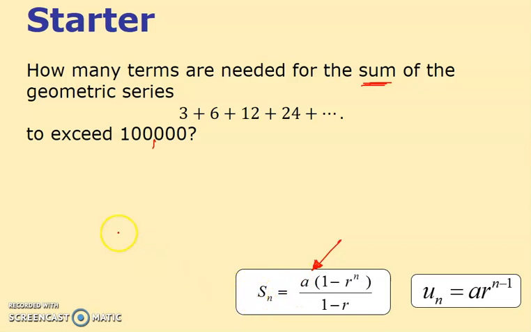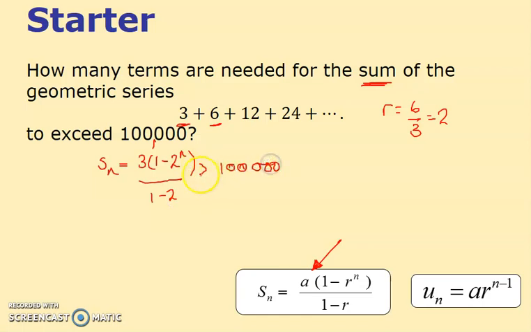We use this formula, so I'm just going to do it. The sum of n terms equals a, which is 3, times 1 minus r to the n over 1 minus r. Well, r, of course, is a term divided by the one before it, which is clearly 2. So 1 minus 2 to the power of n over 1 minus 2, and we want this to be bigger than 100,000. Now, I did say to you last time, you might as well just call that equals 2 and just adjust your answer afterwards.